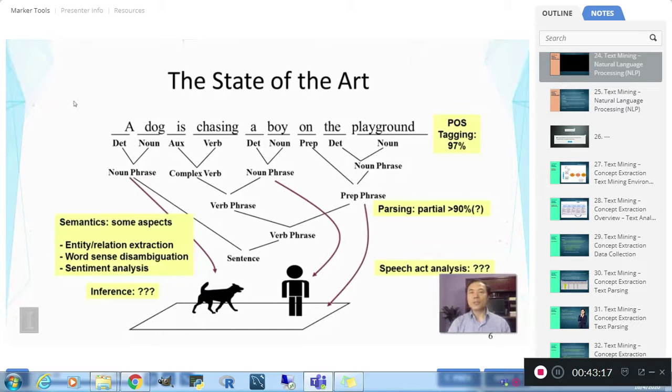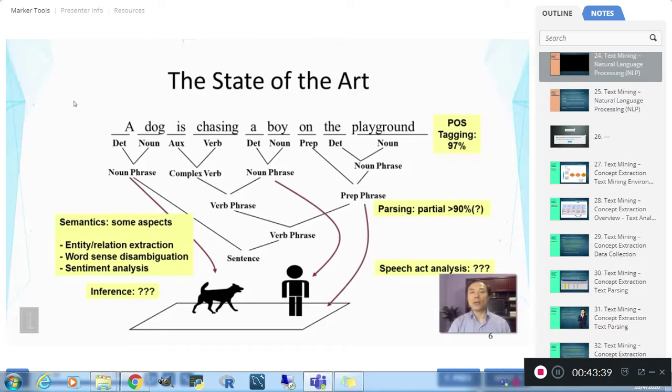So the slide also shows that computers are far from being able to understand natural language precisely. And that also explains why the text mining problem is difficult, because we cannot rely on mechanical approaches or computational methods to understand the language precisely.